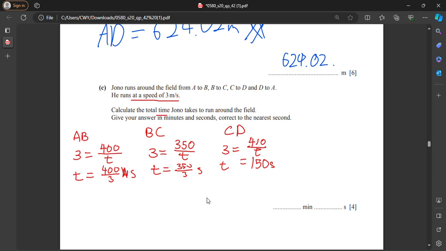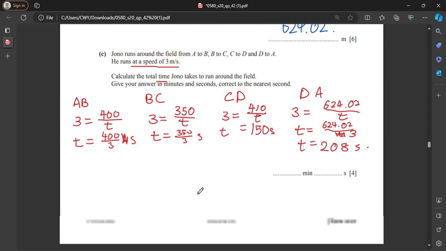And last but not least, D to A, which we just calculated, 3 is equals to 624.02 over T. So T is equals to 624.02 over 3. So your answer is 208. I'm just gonna round it up to nearest second.